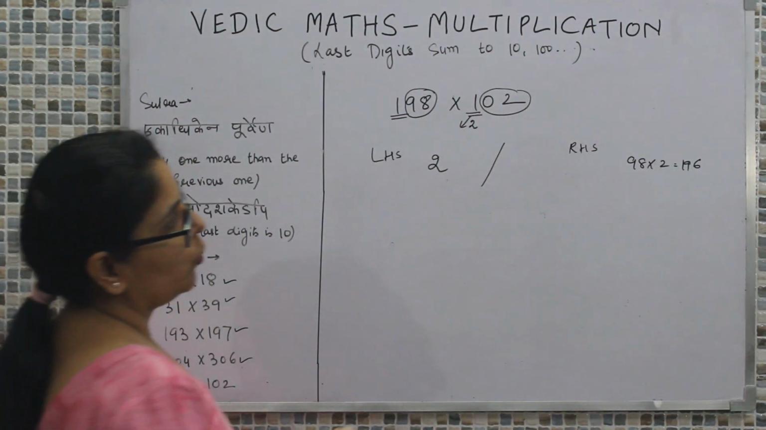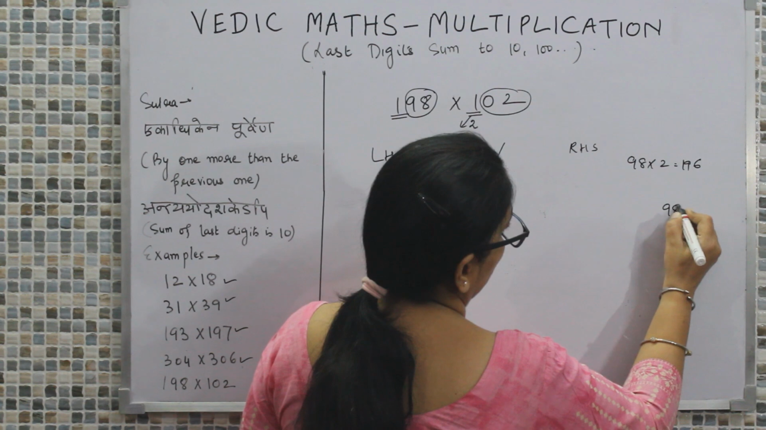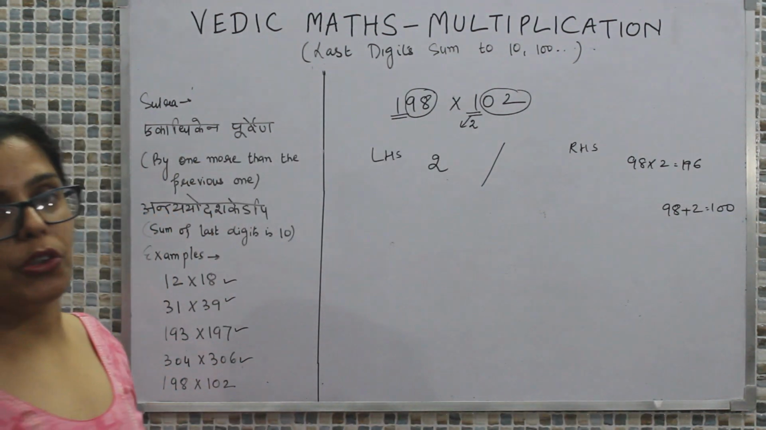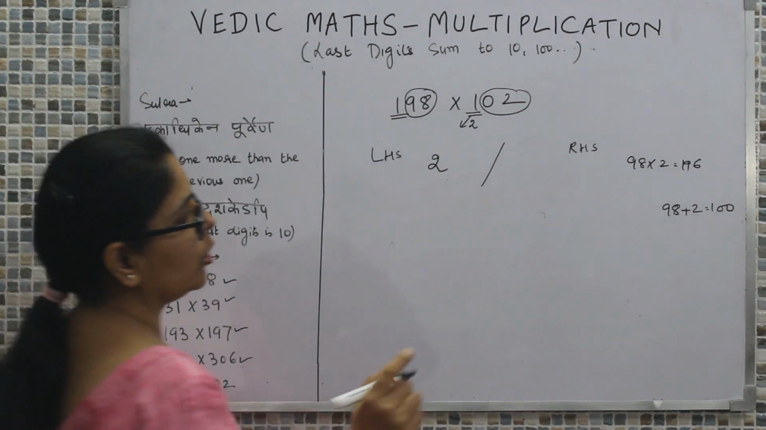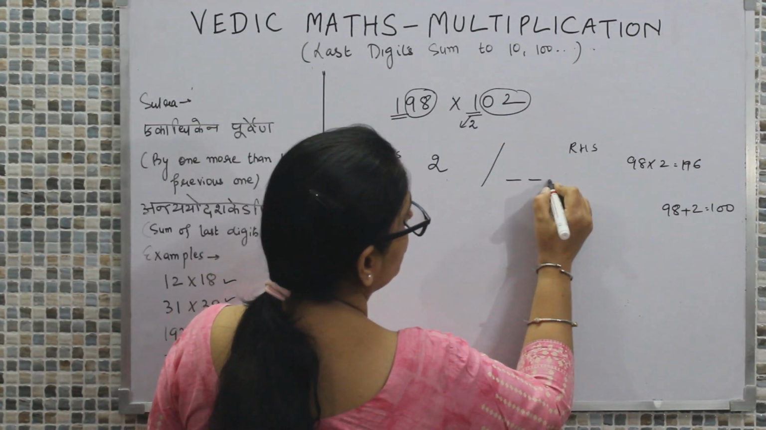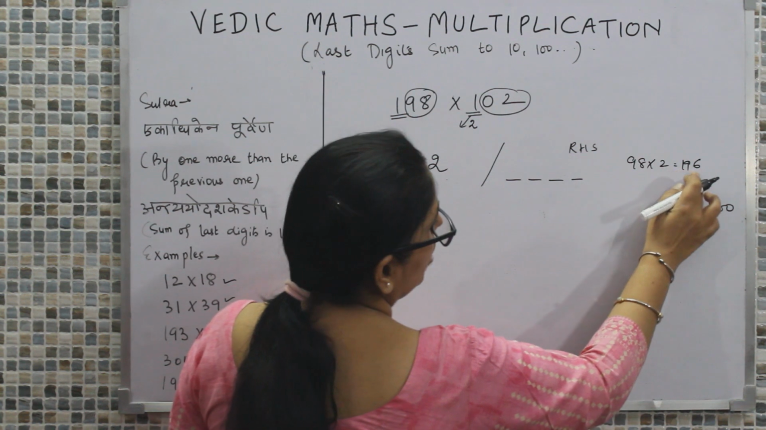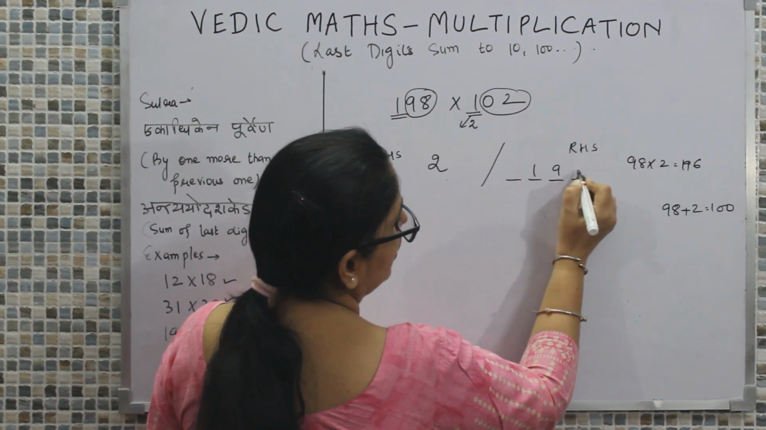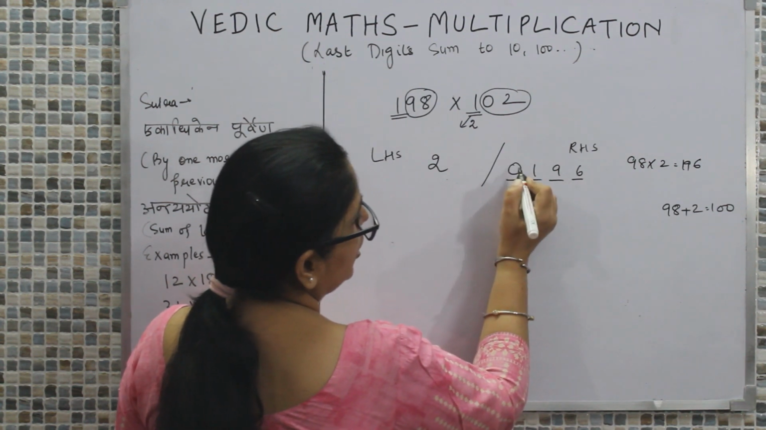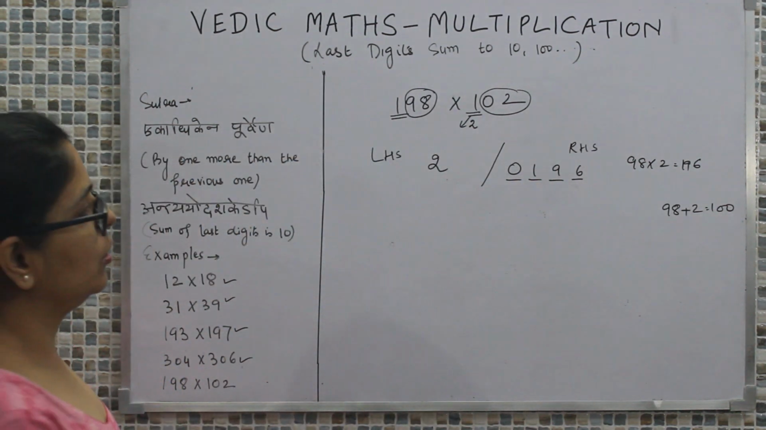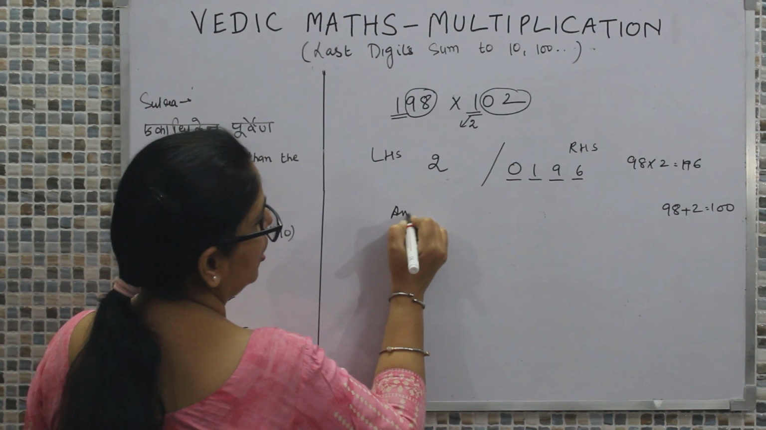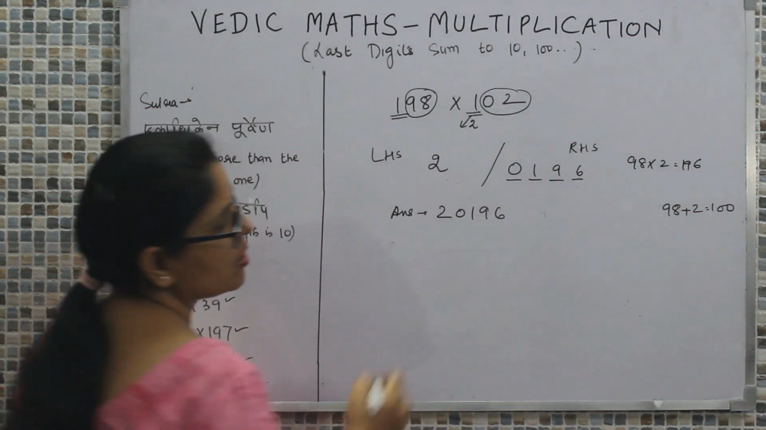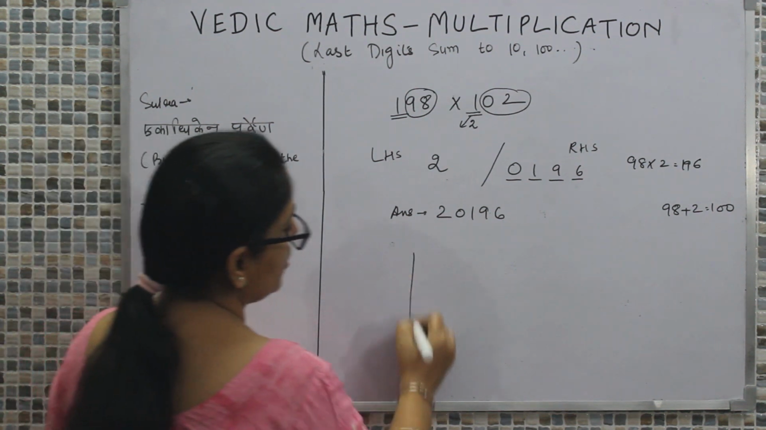196. Now what we have identified is that 98 plus 2 is 100, so the number of places in the RHS will be 4. So 1, 2, 3, 4. By multiplying 98 into 2, we have got 196. So we need to append 0 over here. And the answer will be 20196.